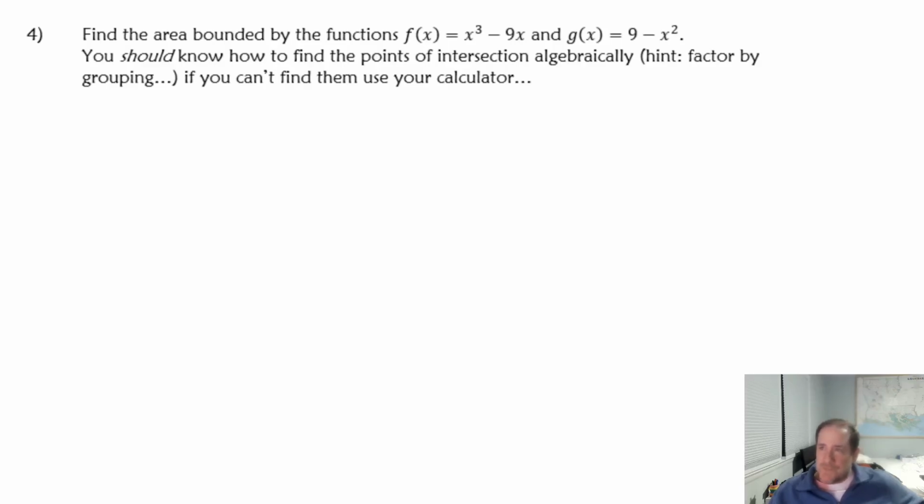So 4 says, find the area bounded by these functions. You should know how to find the points of intersection algebraically. If you can't find them, then use your calculator. So no, don't use your calculator. You need to be able to do this by hand. My expectation on the quiz would be that you can do this by hand. And if you just suddenly find the points of intersection without any work shown because you did it on your calculator, you should not expect to get credit.